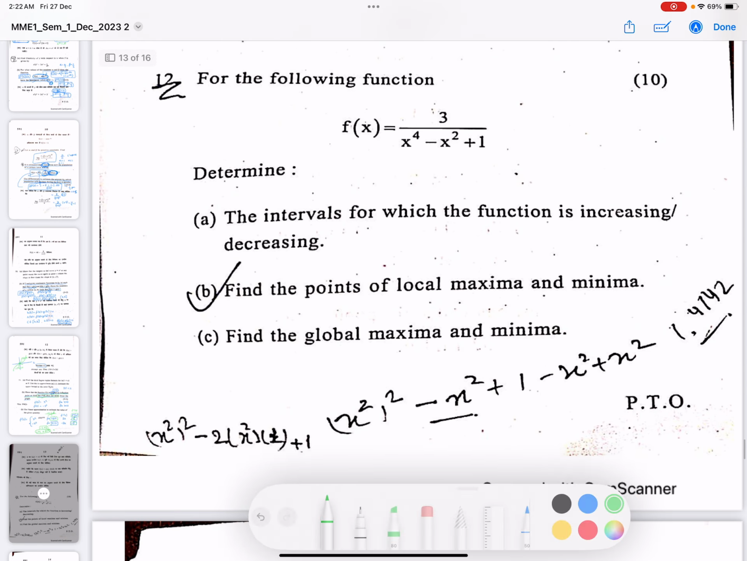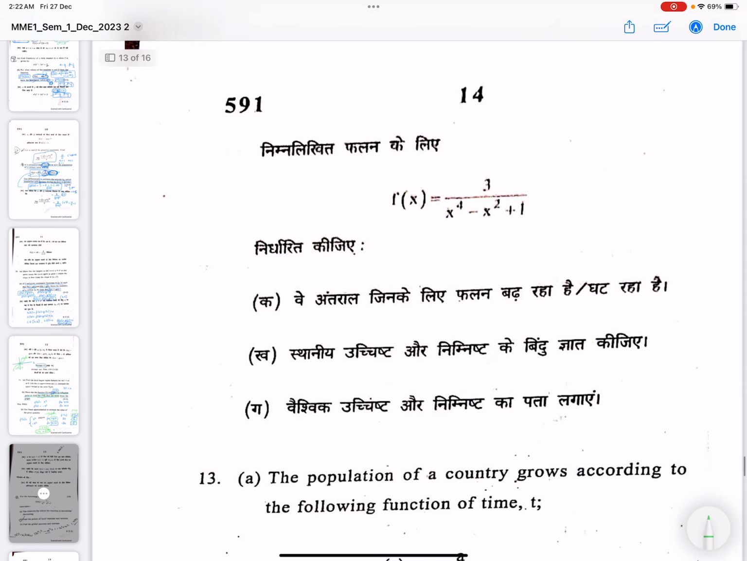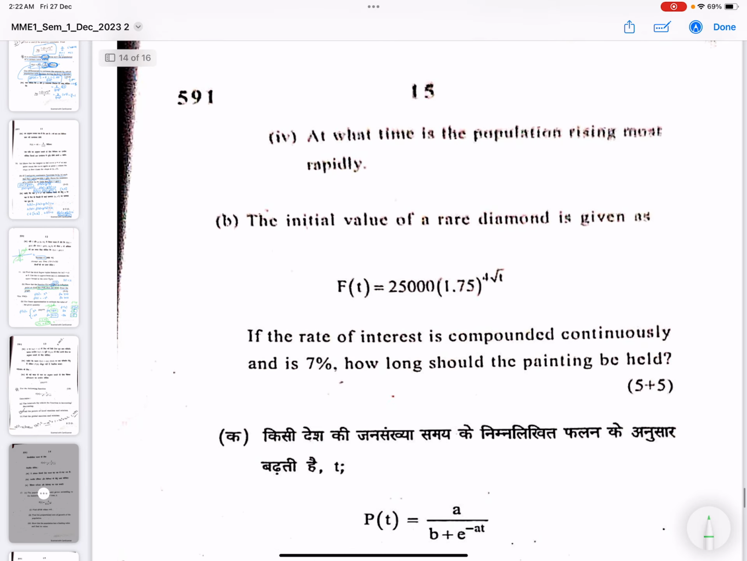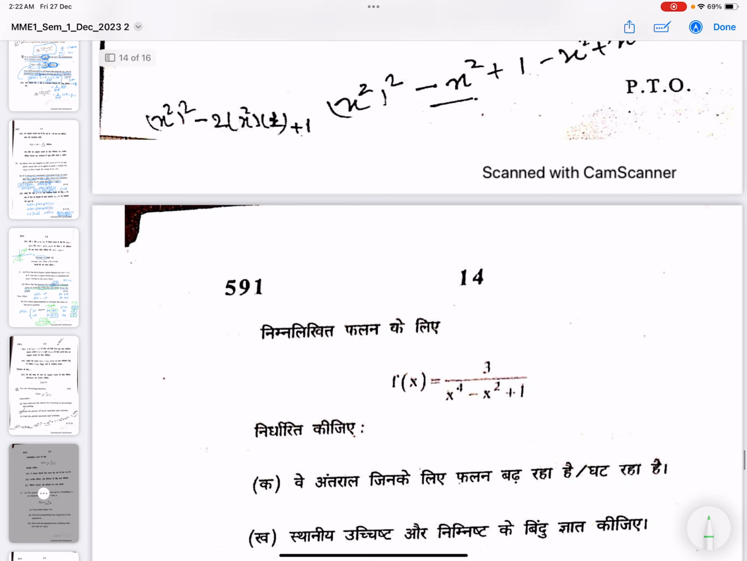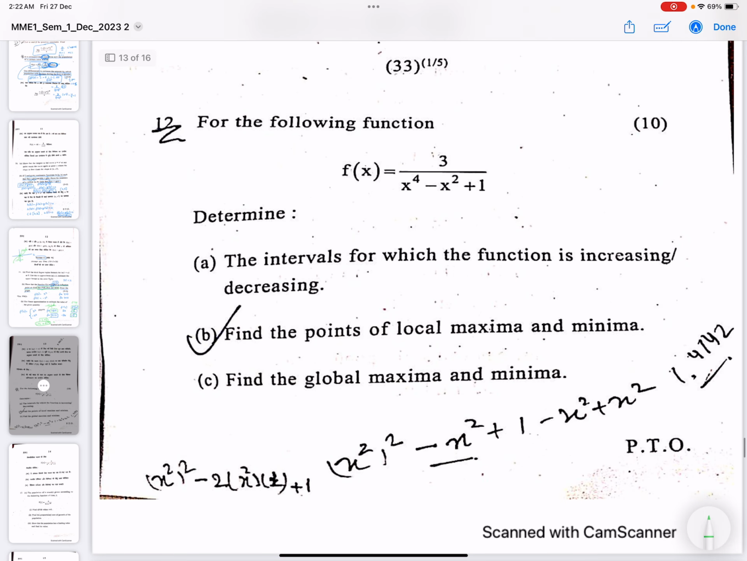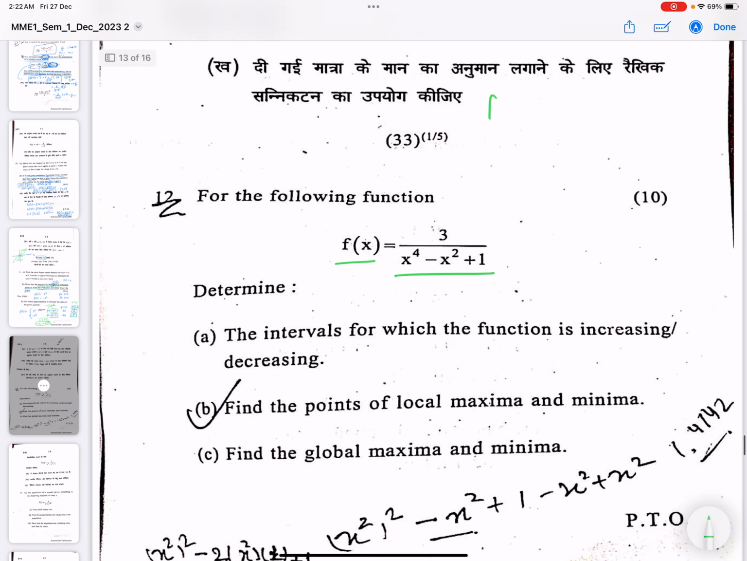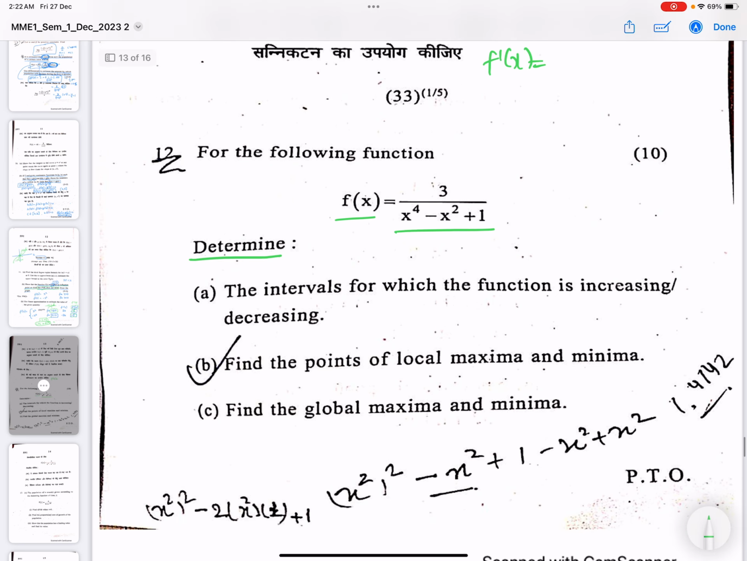Okay, we are left with 2 questions. We'll start with 12th. Now the function is given as f(x) = 3 upon x to the power 4 minus x square plus 1. Now f dash x, so we are supposed to determine the intervals for which the function is increasing or decreasing.